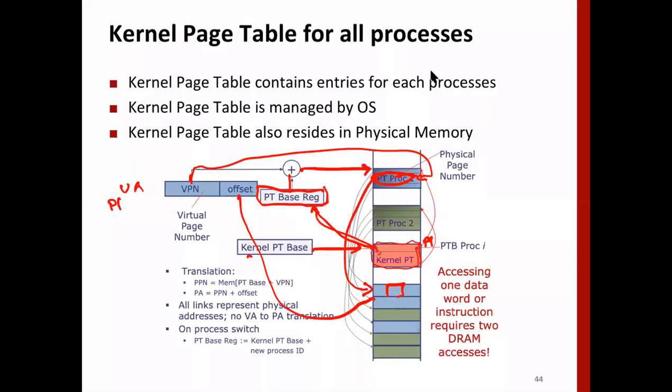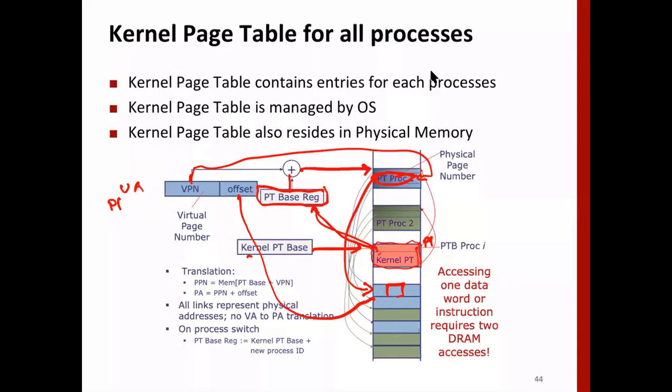Sir, the kernel page table gives us the base register, right? Yes, the kernel page table tells us where the page table of a particular process resides, or basically the starting address of that.